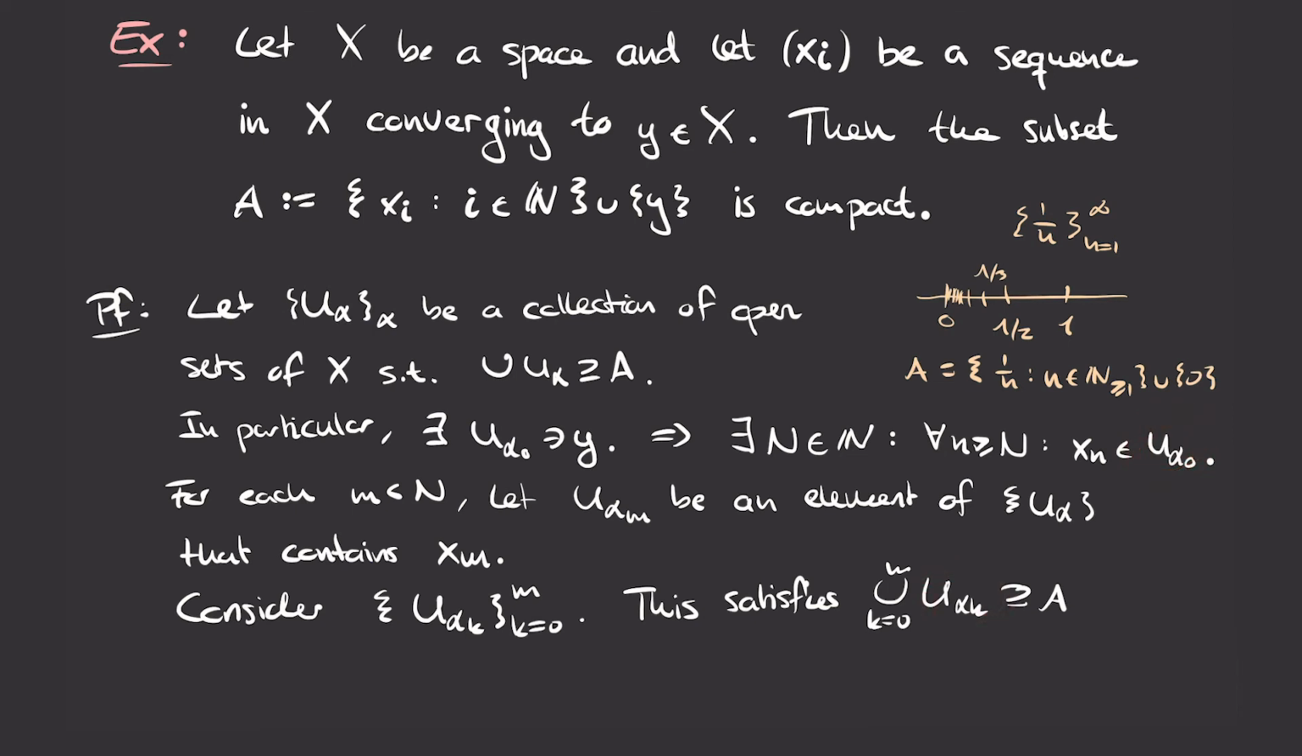Therefore, regardless of which point we choose in A, we have some element U alpha k of this original collection that contains that point. And we've managed to reduce the number of these elements to a finite number by using the fact that the sequence converges. Okay, and now we've taken such an arbitrary collection of sets that cover our set A, and we've managed to reduce it to a finite subcollection that still covers A, and using the lemma from before, this shows that A is compact.